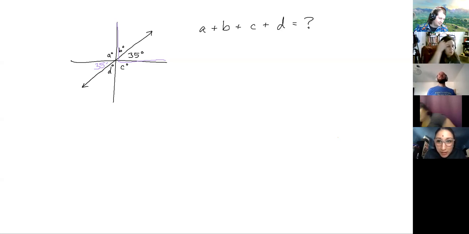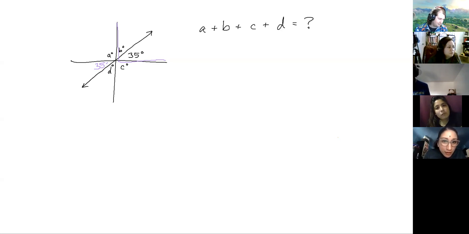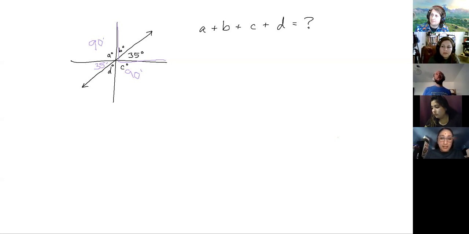Wait, hold on. It's not letting me write anymore. Okay, there it is. So I can't say that this is 90. Sorry, I'm trying to do it with the mouse and it's not turning out very nice. I can't say that C and A are 90. Or is it safe to say no, because they could be like 89? I think you're on the right track though.